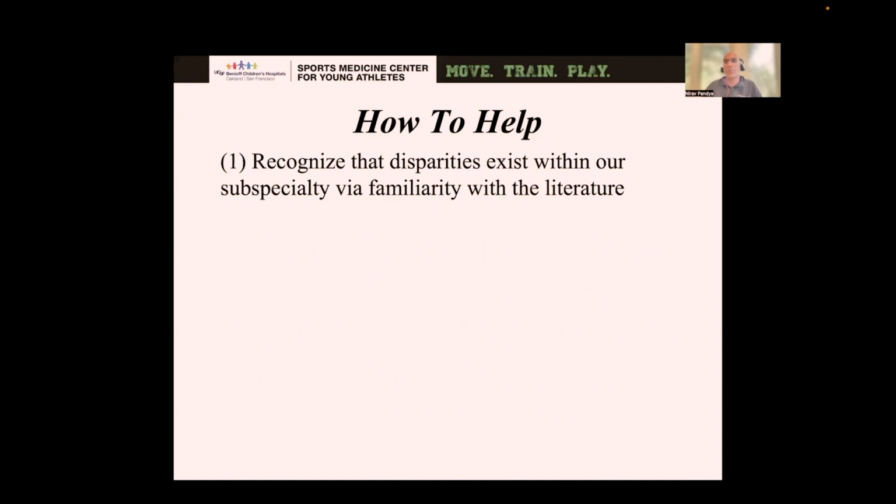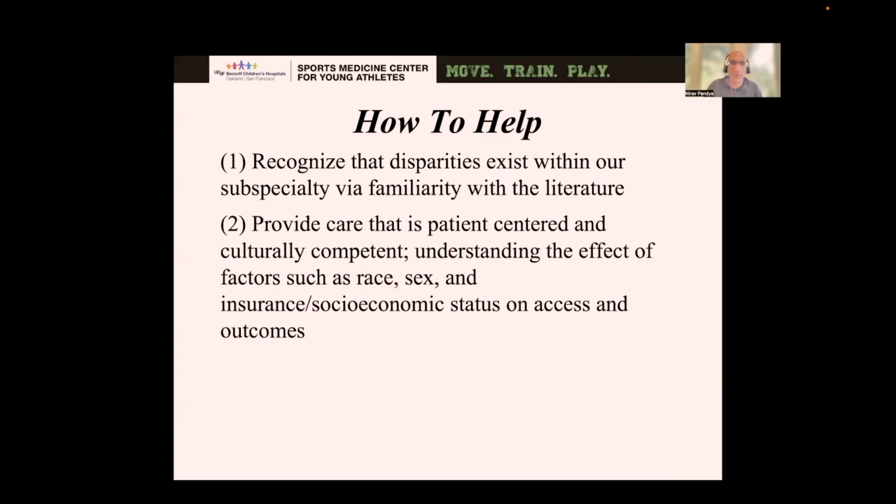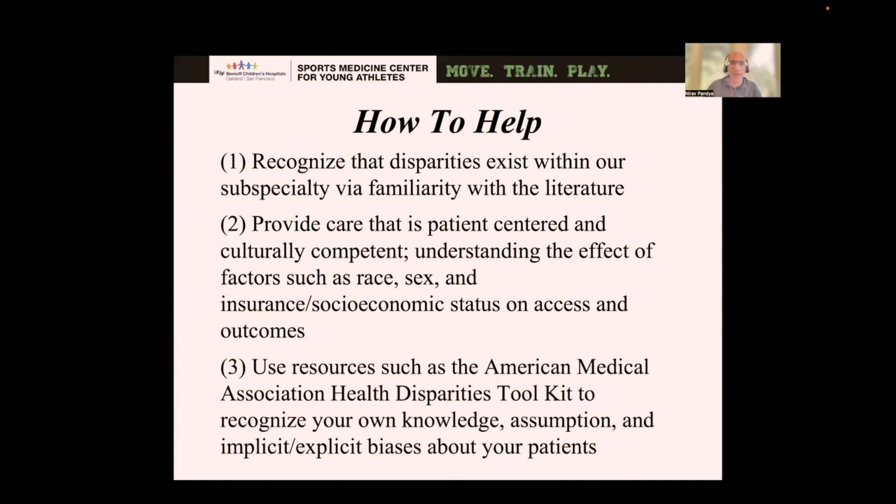So how can you help? We've talked about what we need to do as an orthopedic community, what the impact is in terms of pathology, some general terminology. Well, we need to recognize that disparities exist within our subspecialty via familiarity with the literature. We need to provide care that's patient-centered and culturally competent, understanding the effect of factors such as race, sex, insurance, and socioeconomic status on access and outcomes.